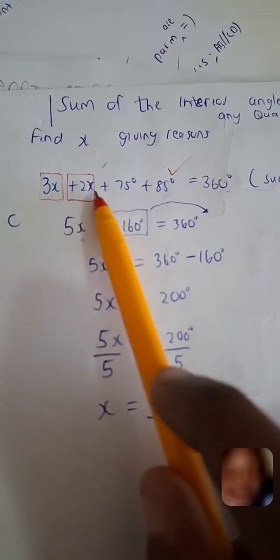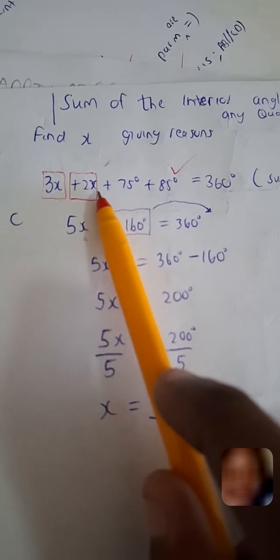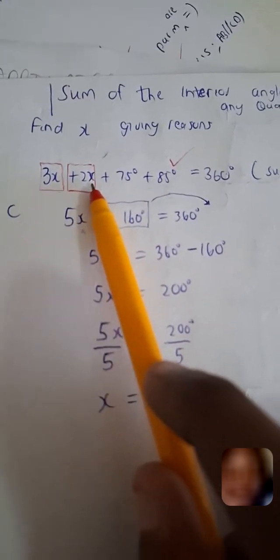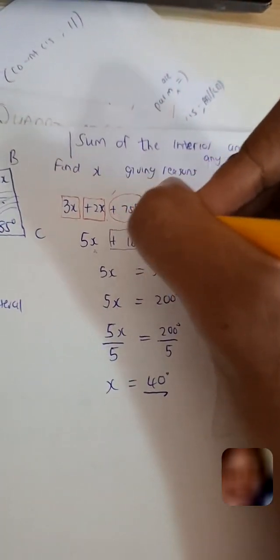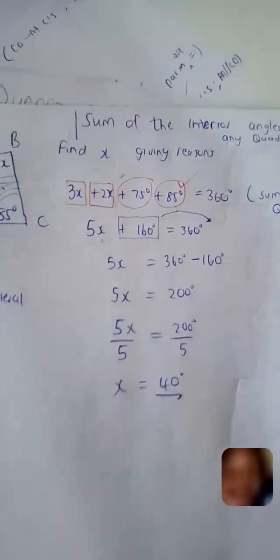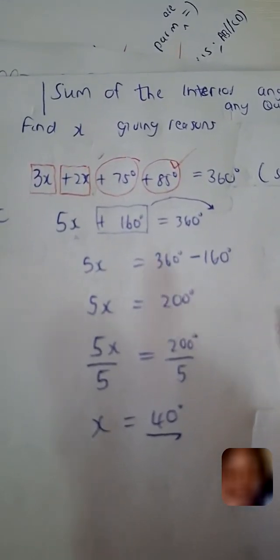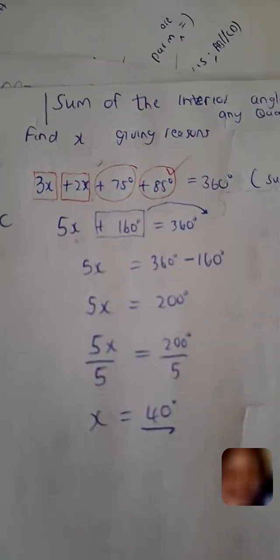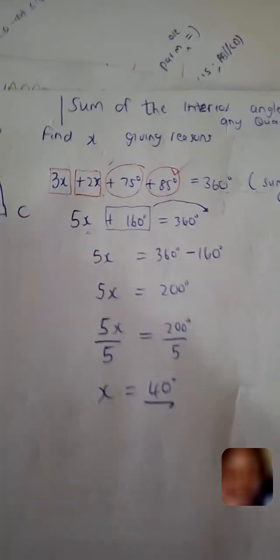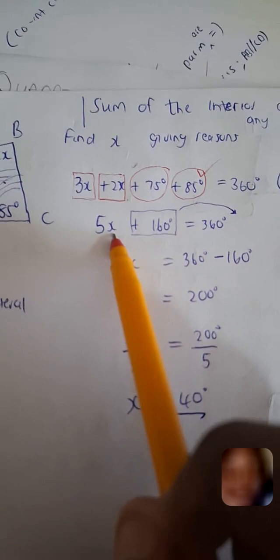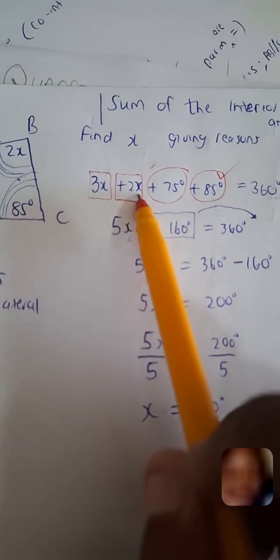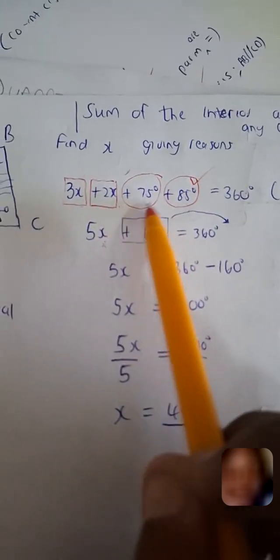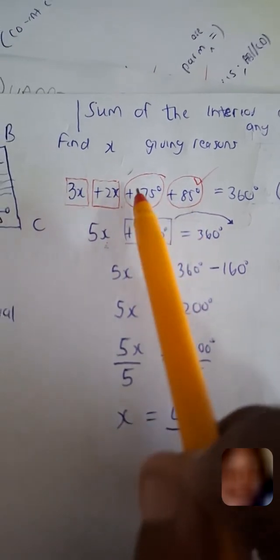So 3x plus 2x, okay, Kia, 5x. Yeah, we can add these like terms. 75 and 85, these are also like terms, all right? So I'm just going to put a circle around them because in algebra expressions, we learn that we can only add like terms. We cannot add unlike terms. So 3x plus 2x, like you said, is 5x here. You're 100% spot on. 75 and 85, they are numerical angles. We can add them together. They give us 160. Okay?